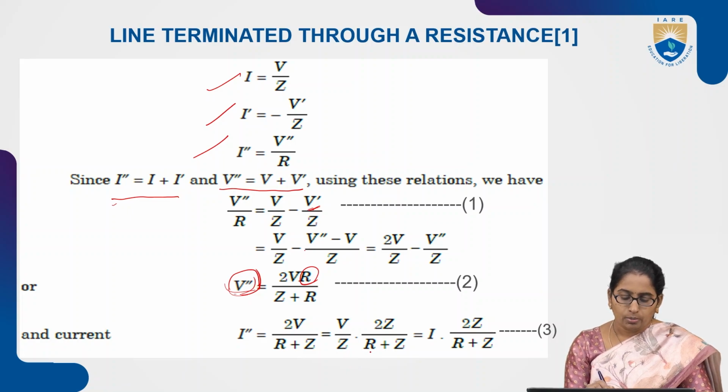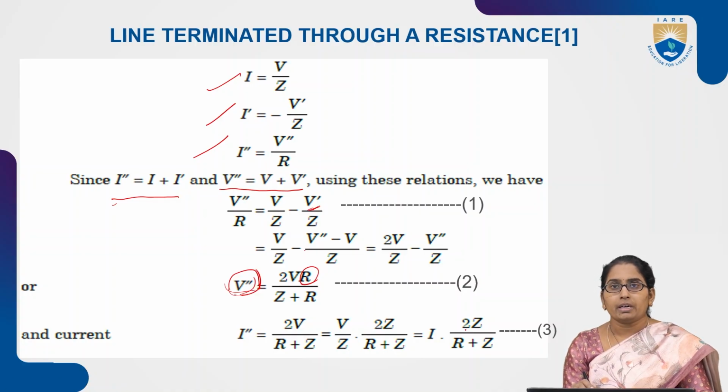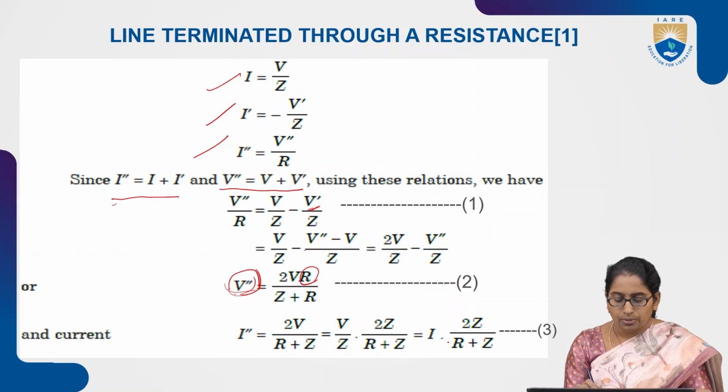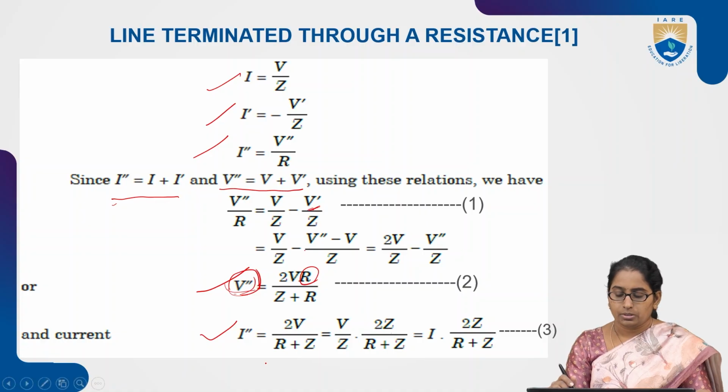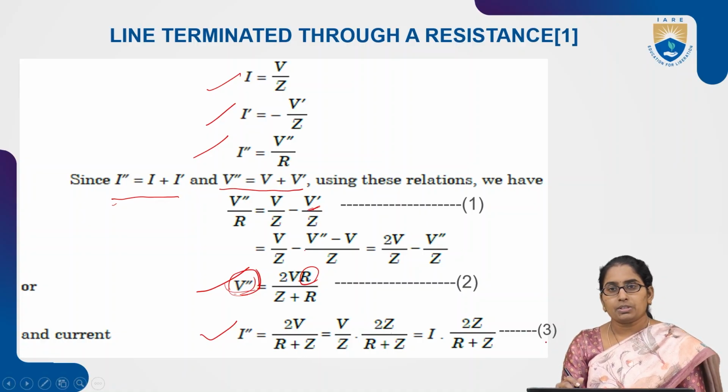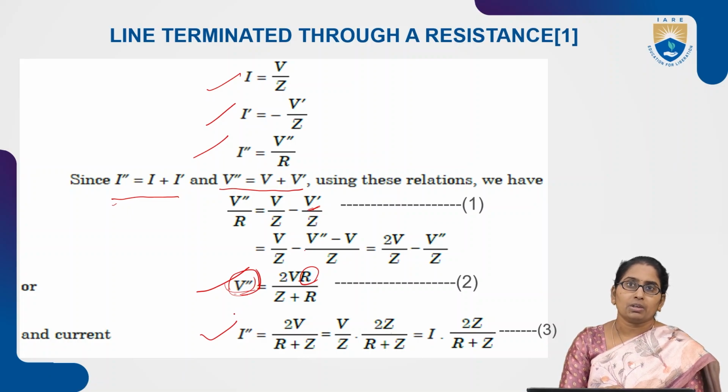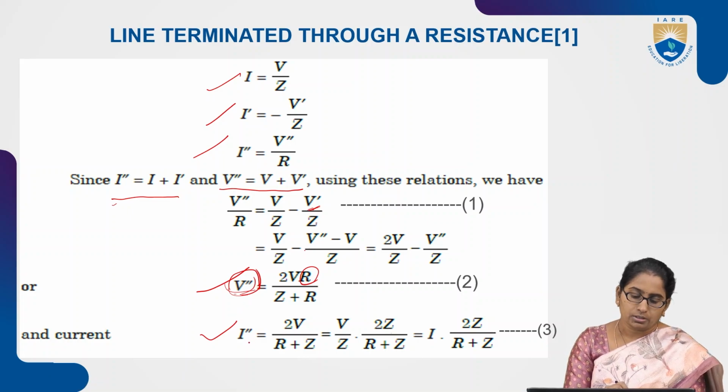Now because we want I double dash only in terms of I, in terms of R and Z, that's why in numerator and denominator multiply and divide with Z. So finally I double dash is given by I into 2Z by R plus Z. So this is V double dash, I double dash. Now say that equation number 3. In a similar manner we derive the equations for V dash and I dash also.